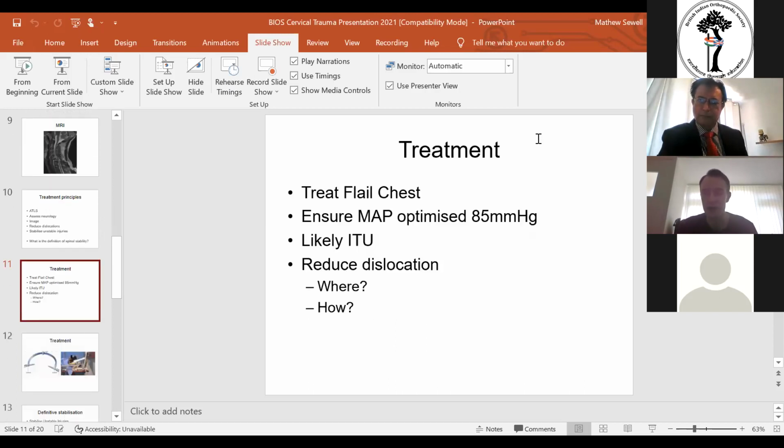So we treat his flail chest. We optimize what we call the MAP, mean arterial pressure, which in spinal cord injury is about 85. So that's ITU. So you need to get the ITU guys down.